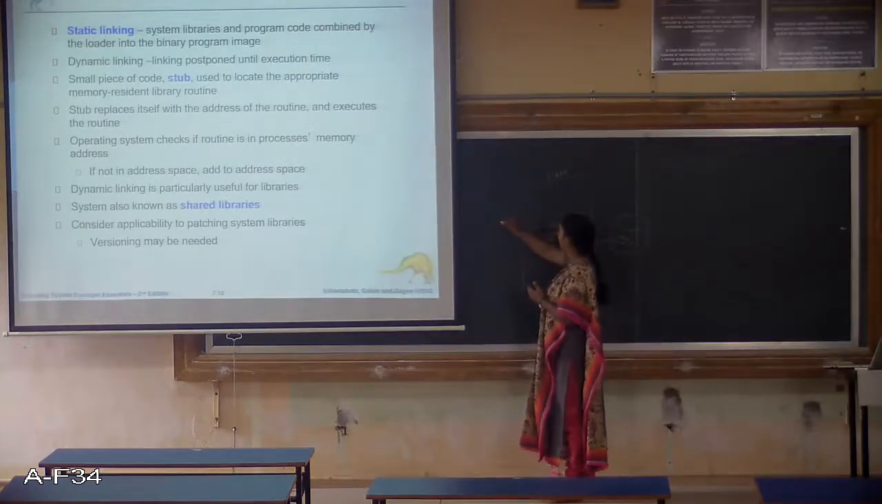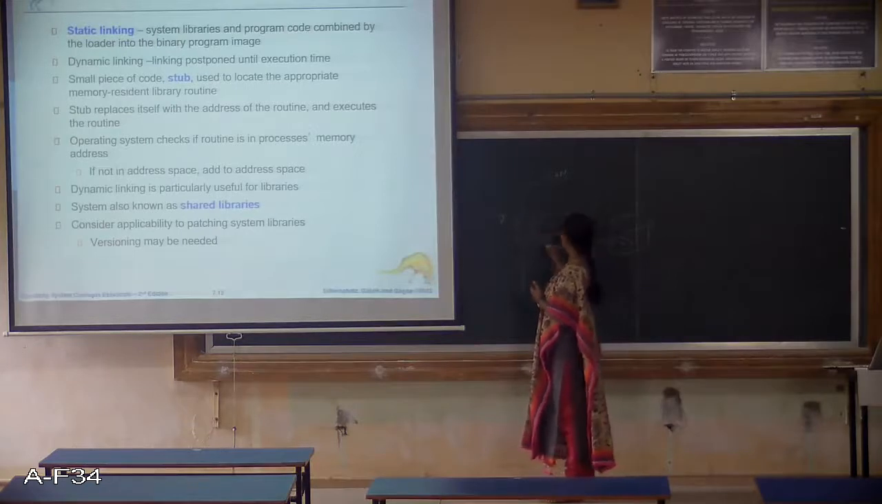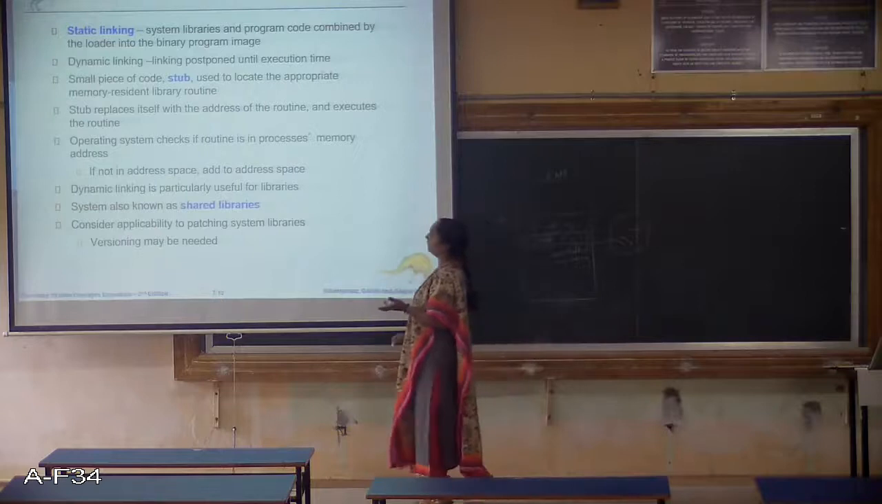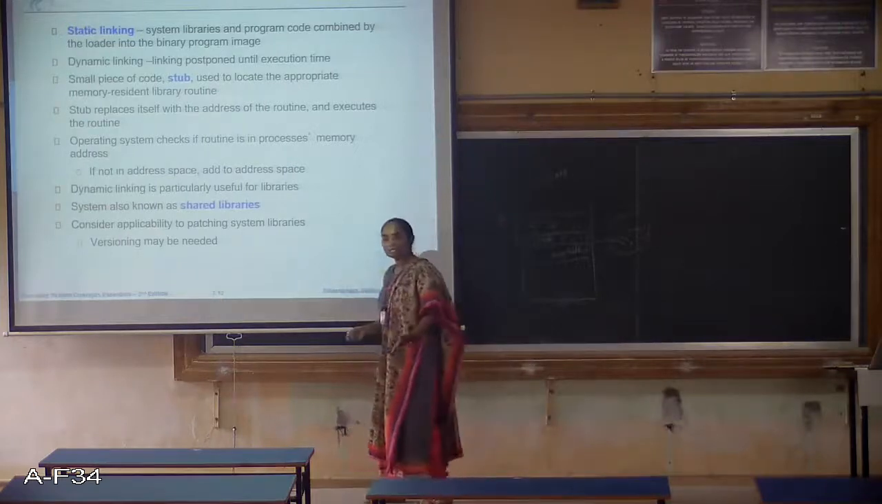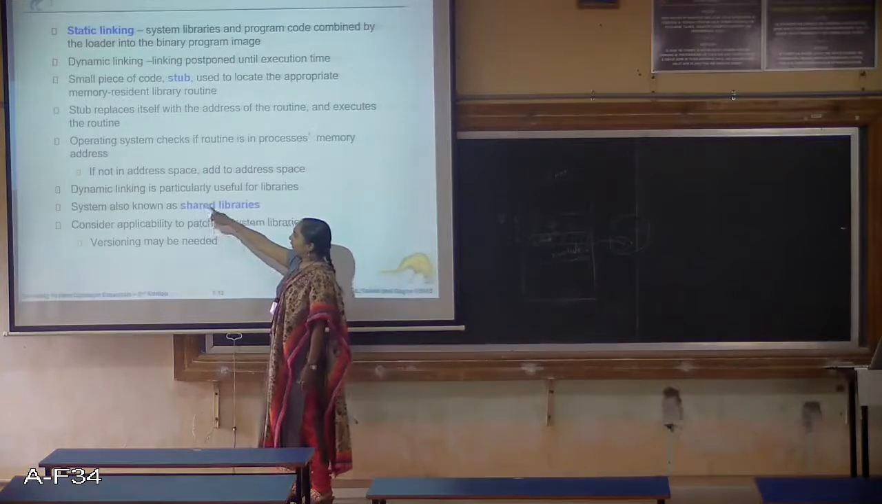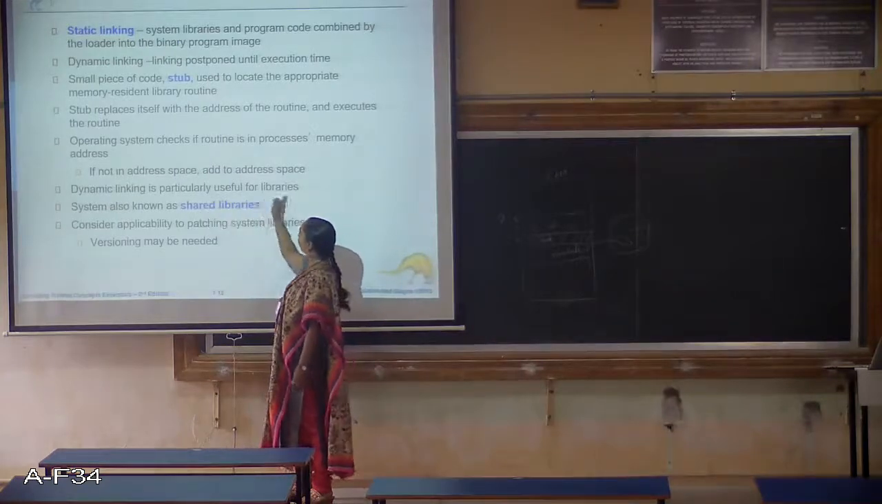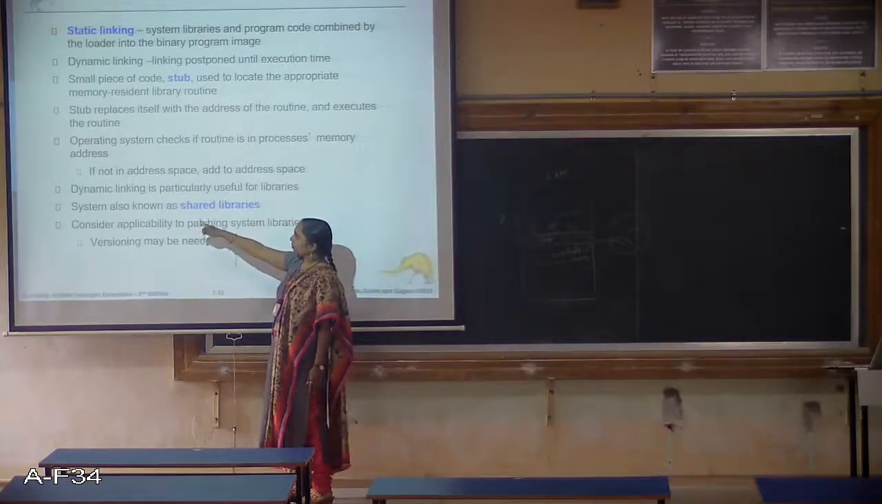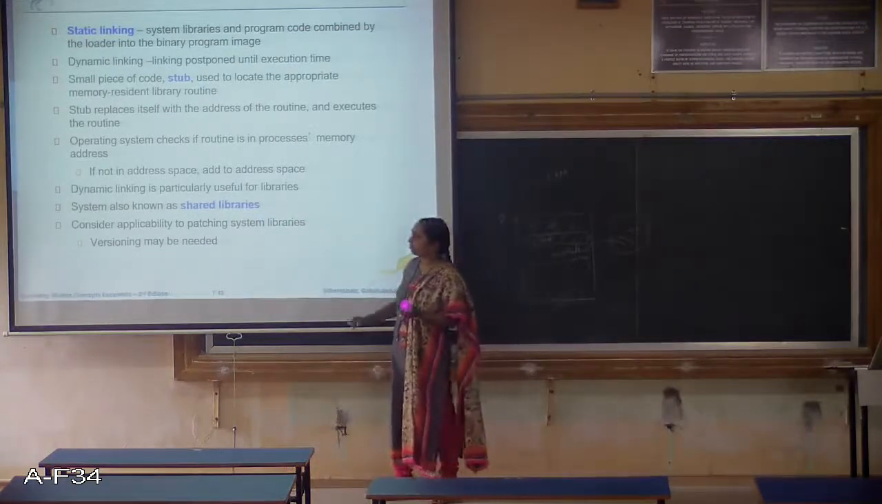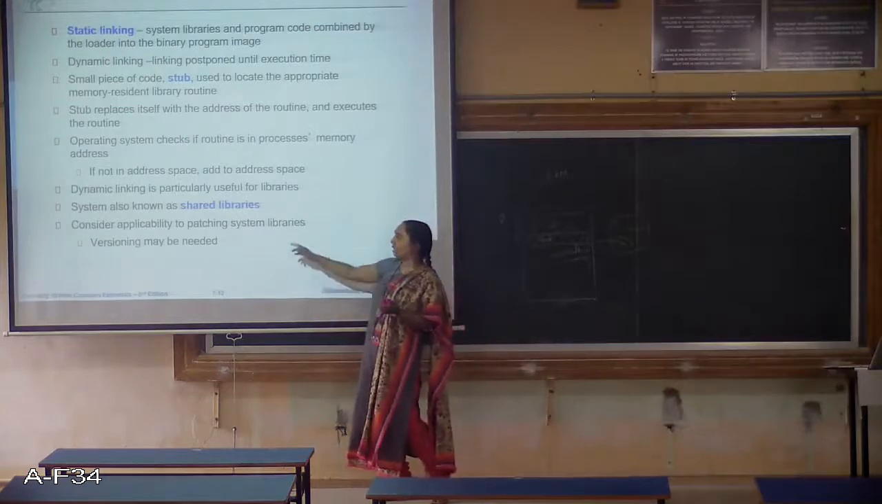So the operating system checks if the routine is in the processor's memory address. This process P is loaded in this memory, so this is called the process memory address. If it is present in that memory address, it will directly start executing. If it is not present, it dynamically links.